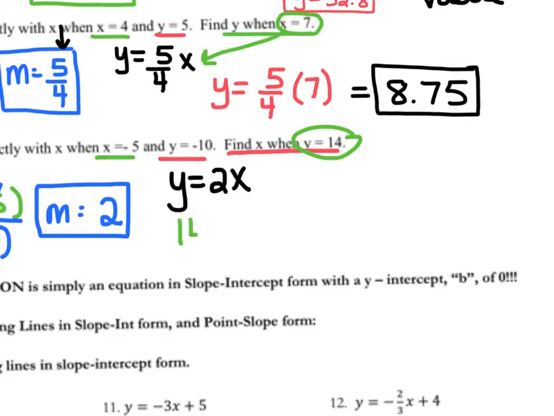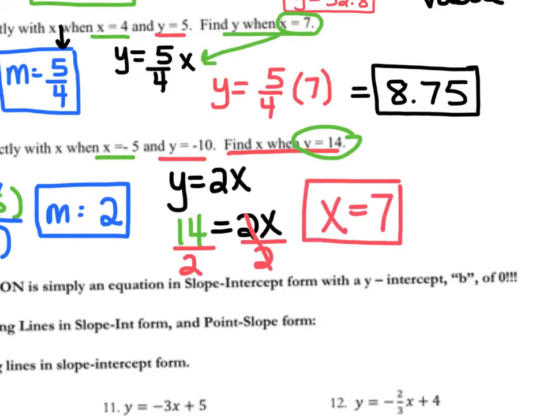So now, instead of plugging in for x, I'm going to plug in for y. 14 equals 2x. And I'm trying to find x, so I have to divide both sides by 2. I get x equals 14 divided by 2, which is 7. So when y is 14, x is 7.